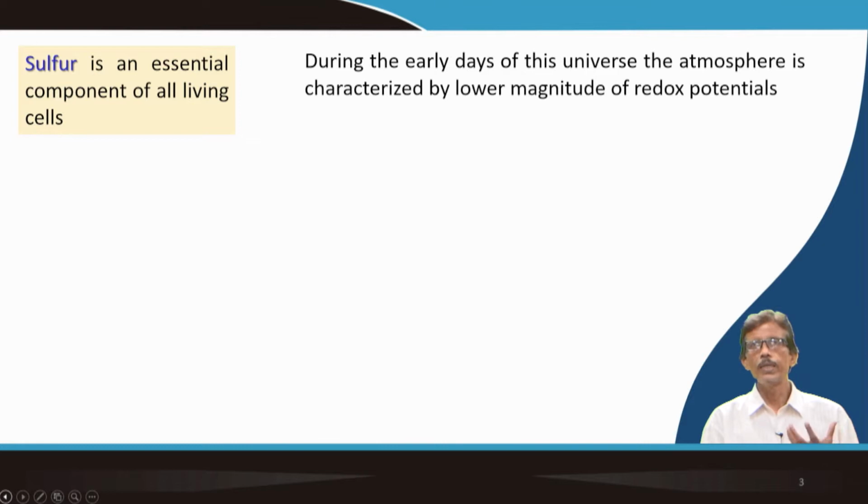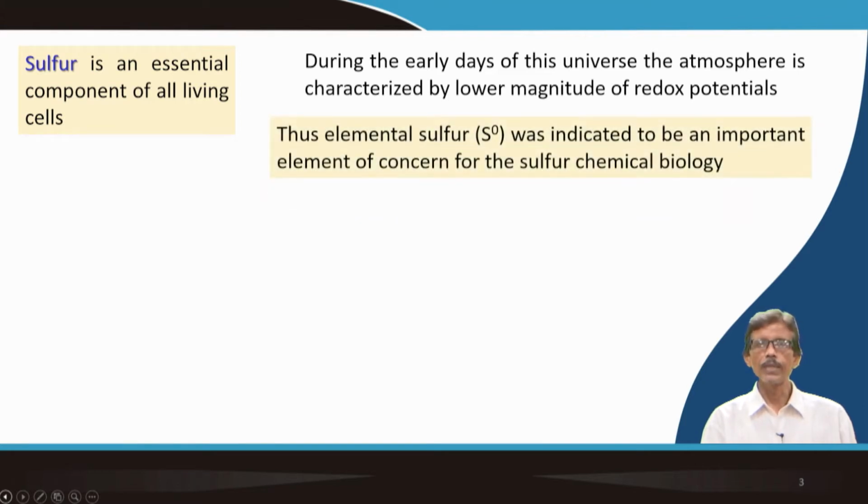During the early days of this universe, the atmosphere was characterized by lower magnitude of redox potential; that means we did not have much oxygen, and photosynthesis was also not known at that time. What was happening at that particular time? If you have some mineral deposit or ore deposit of elemental sulfur, yellow sulfur, the sulfur powders, those are indicated as the element of concern for sulfur chemical biology.